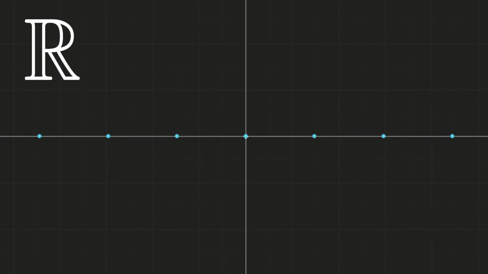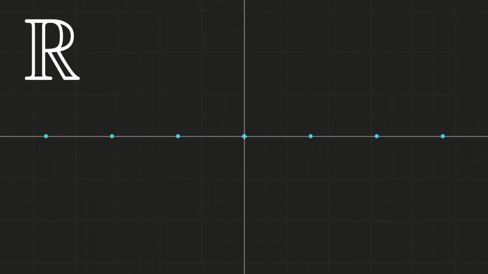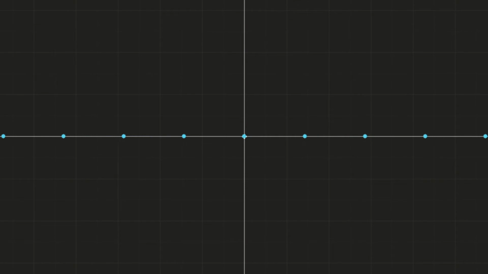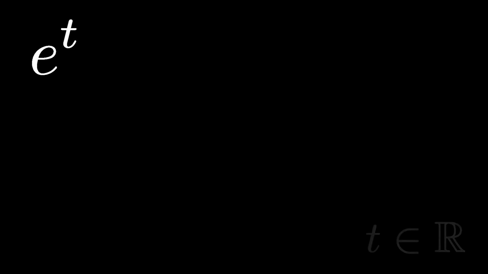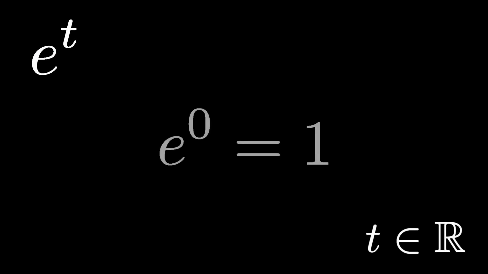When we translate, then we could have some real number a, and then just take everything on the real line and just push it over by a. And when we scale everything, then we're going to just take every point on the real line and multiply it by some real number a. The number 1 now becomes a transformation where we map the entire real line into itself without doing anything. And if we use the function e to the t, where t is any real number, then we see that 1 is equal to e to the 0.